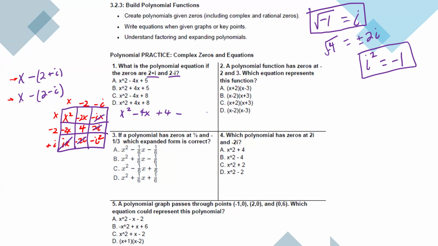What does i squared represent? Negative 1. So when it's all said and done, my final answer is going to be x squared minus 4x. And a negative times a negative makes a positive, so 4 plus 1 is 5. So my answer would be A.